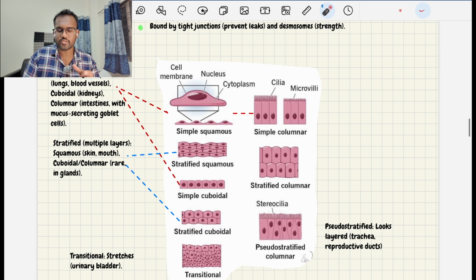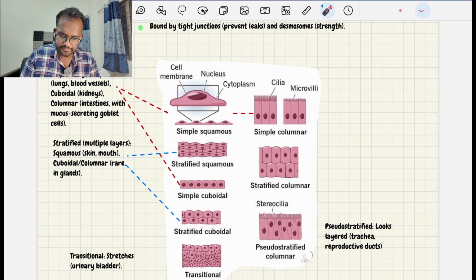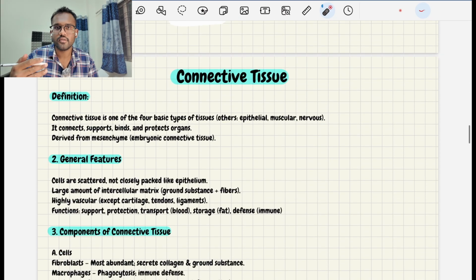And regarding this also, where the pseudostratified epithelium will be present, you can go for the reproductive tract or trachea, etc. Okay, these will be very difficult questions, but this kind of questions may be or will be asked. Remember, this is very important. Then we have a very detailed topic, that is connective tissue.